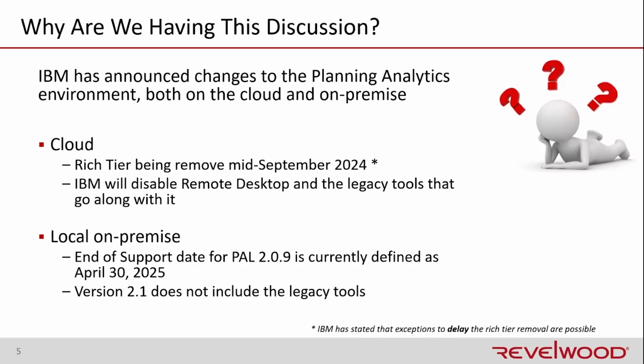If you're an on-premise user, the version that you're using right now, most local users are using a 209 something. So it's really 2.0.9.x. The 209 version has an end of support date for next April, and the next supported version does not include the legacy tools. The pattern that we see here is the main change associated with this is the legacy tools are going to be either disabled or not supported.